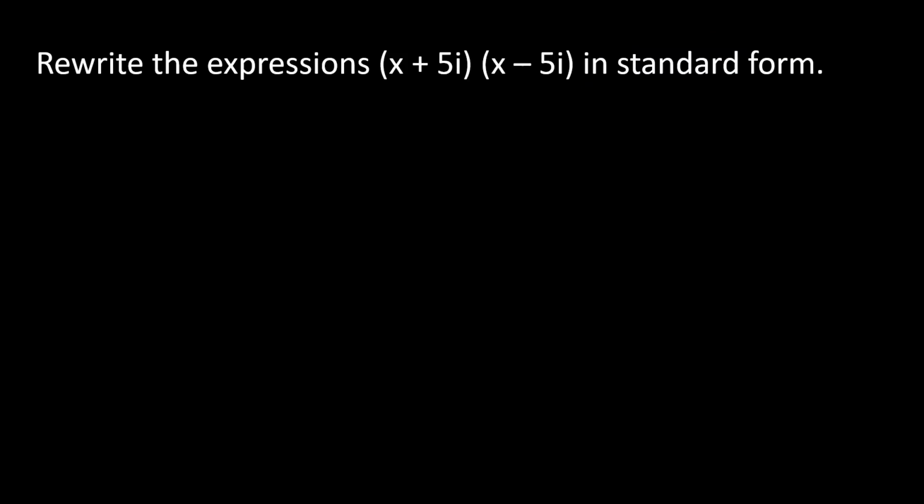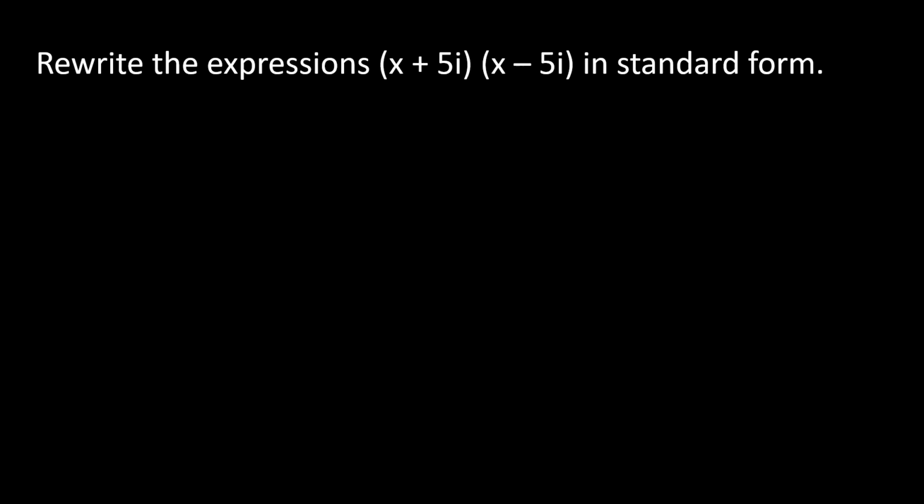So rewrite the expression x plus 5i times x minus 5i in standard form. What we're doing here is multiplying complex numbers, and we've actually done this this week. The only difference here is we have these x's. Typically we were working with questions where we had some type of number, right? We probably would have seen like 1 plus 5i times, I don't know, 6 minus 5i.